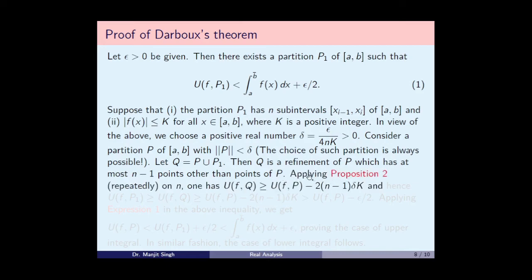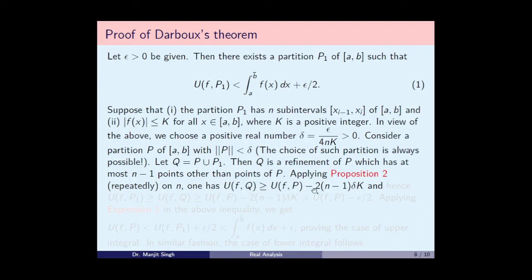Now we apply the proportion that we have discussed earlier. In this case Q is a refinement of P. Then we have already discussed that UFQ will be greater than or equal to UFP minus (2^n − 1) delta K.